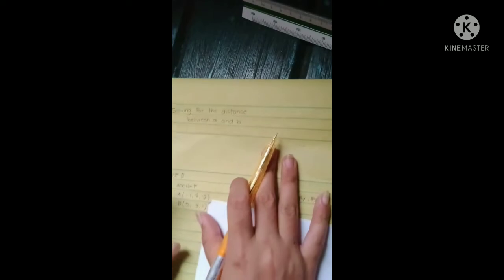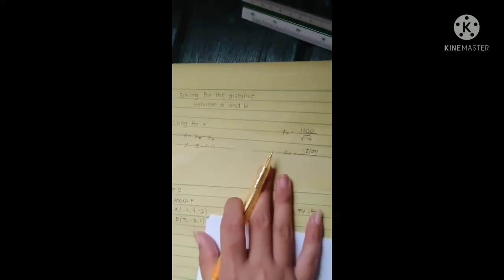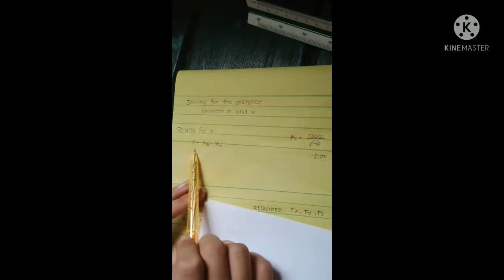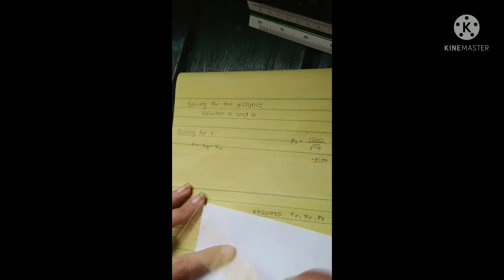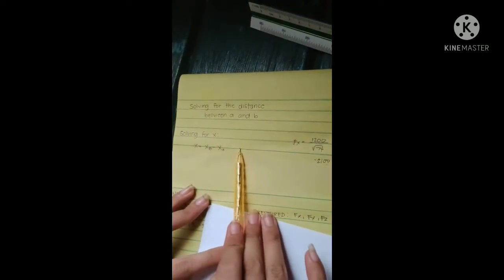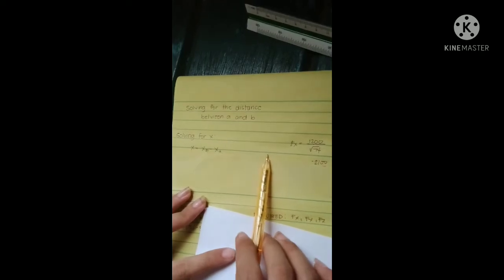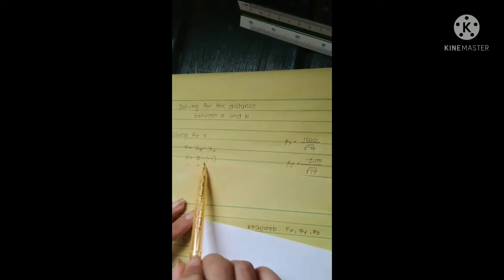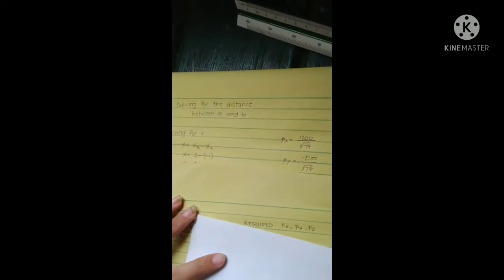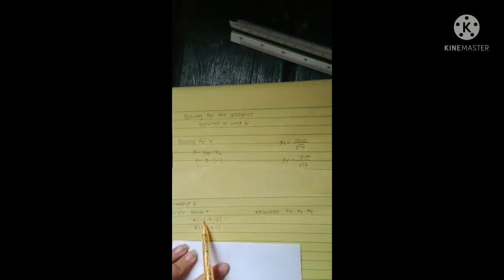So, let's try solving for the distance between A and B. Solving for X, X shall be the difference between X sub B minus X sub A. If we substitute the values, it becomes 3 minus -1. So we get the value of X equals 4.